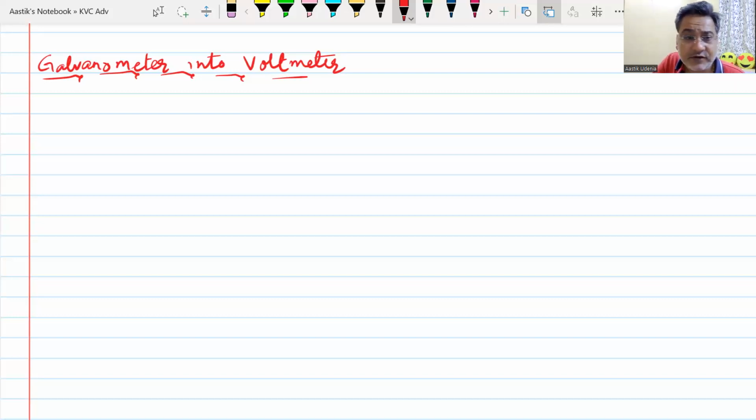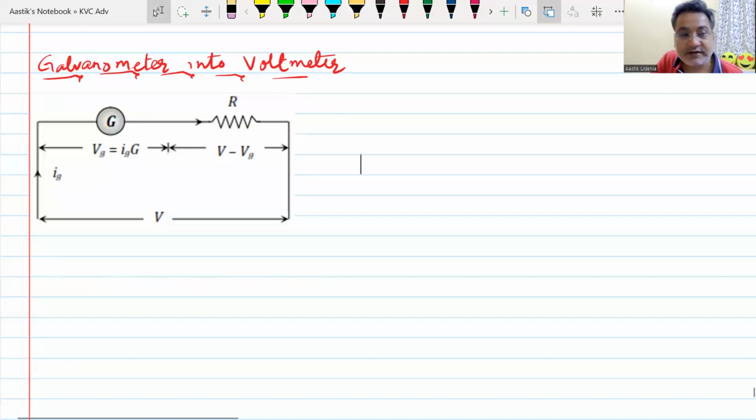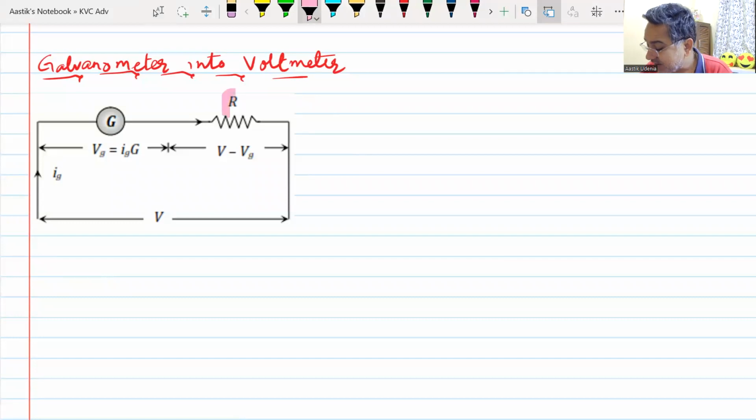Listen to the question carefully. How do I convert a galvanometer into a voltmeter of a given range? We should connect resistance in series with galvanometer. We connect a high resistance in series with the galvanometer. This high resistance is R. This V is the range of the voltmeter. So this is the maximum voltage that this voltmeter can measure.